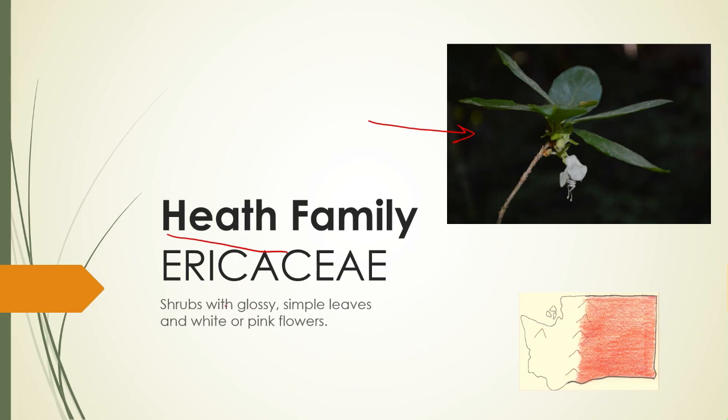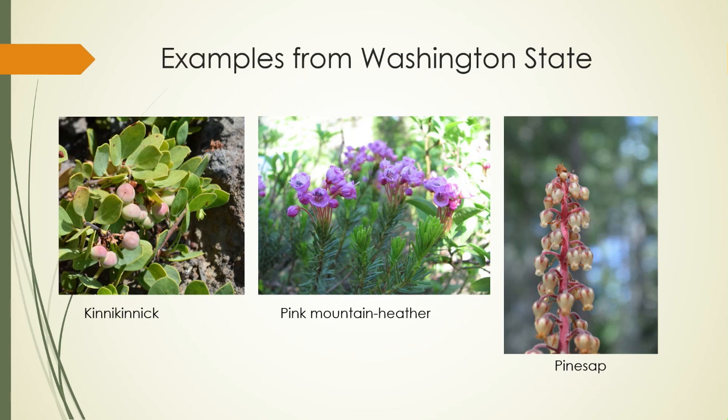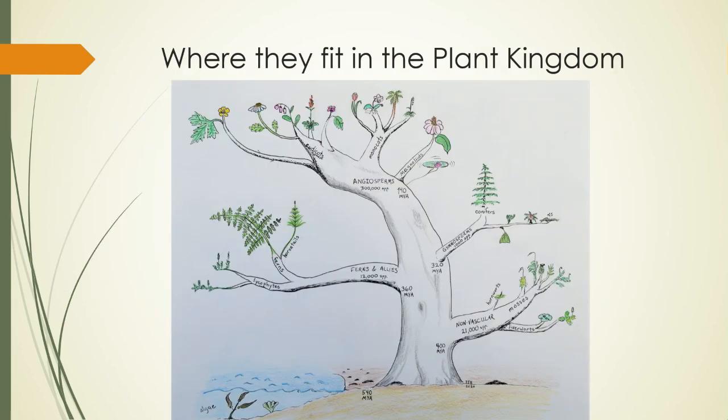Many of them are evergreen, and they have these cute little white or pink flowers. Sometimes they're large and showy, other times they're just small and bell-shaped. There's quite a few examples that may look somewhat familiar to you, but it's a pretty wide-ranging family that we'll explore in this video. In terms of the plant kingdom, they're here in the eudicot group, or just dicots, so they are a flowering plant.